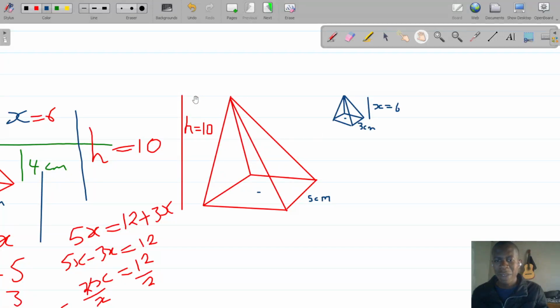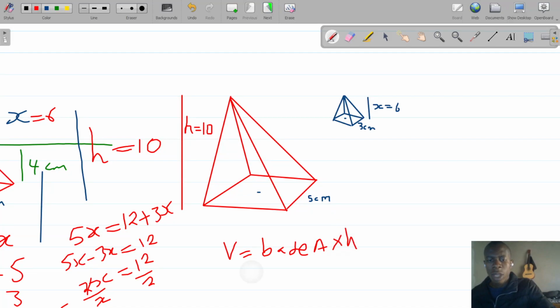So from here we just find the volume of this part and we find the volume of that. Then from the volume of this we subtract the volume of that, then we are done. So volume, remember, volume is equal to base area times height. Use red pen. Volume is equal to the base area of this.